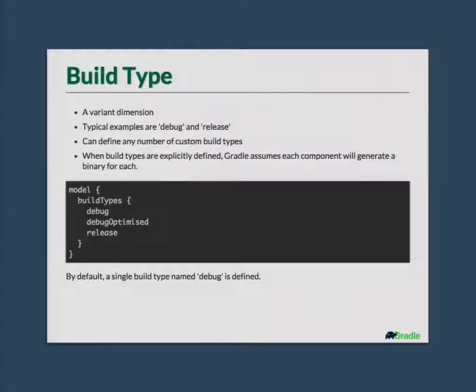Build type is probably one of the more common ones. You're going to have a debug and release version of your binaries. Right now, there's nothing special about what Gradle does with that, but you can define any number of them. You have debug, release, optimize, debug, optimize, like we have here. By default, there's only one. It's called debug.